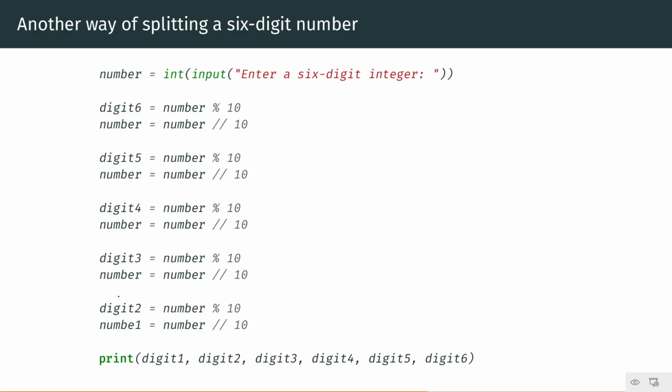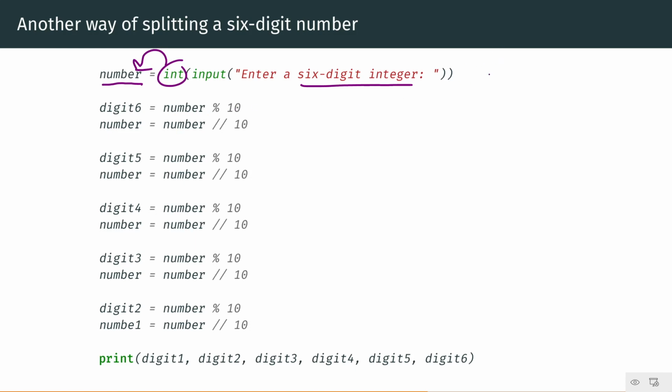Right, so here's how the program would look. Again, just like before, you have a variable called number, and you ask the user for a 6-digit integer and save it as input into the variable, right? Now, once you do that, you divide the number by 10.